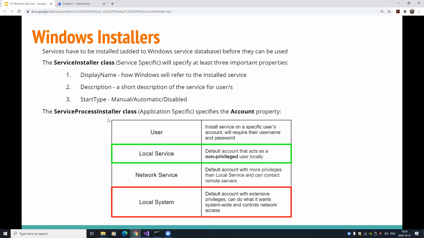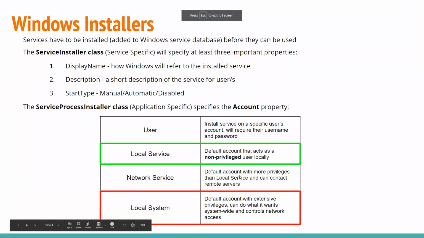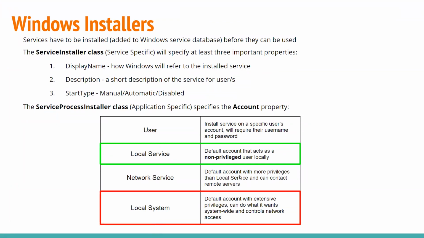Cool. So the next thing is this account property, and this I think is quite important, quite nice to learn. So Windows computers have a certain way of handling permissions, and by the way, this is the reason why Windows computers get so many viruses and dangerous viruses. It's because it's handled in this way. So services can be installed on 4 different accounts.